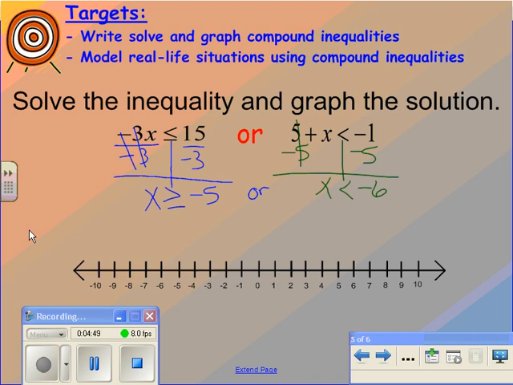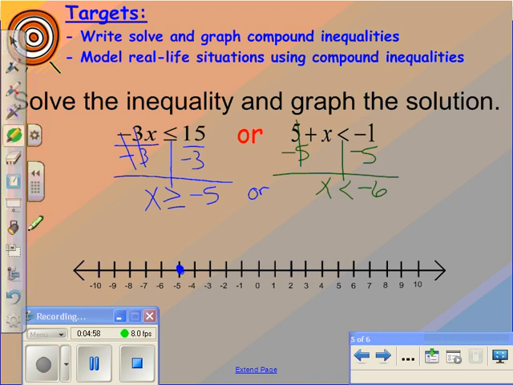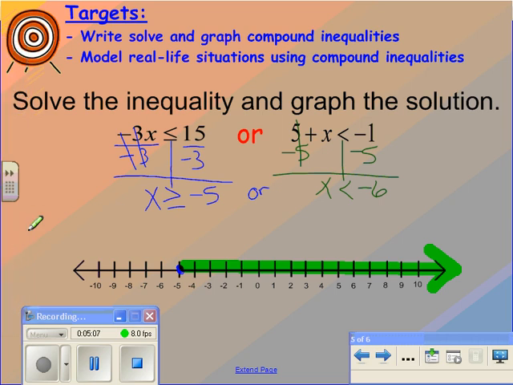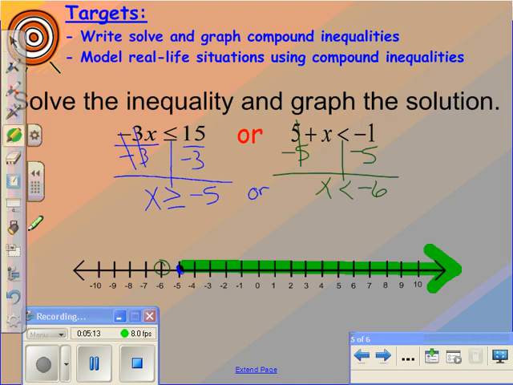So our first solution on the graph would be a solid dot at negative 5 with the solutions of greater than going to the right. And our second inequality would be an open dot at negative 6 with the solutions less than. Therefore, we would highlight all of the values less than negative 6.